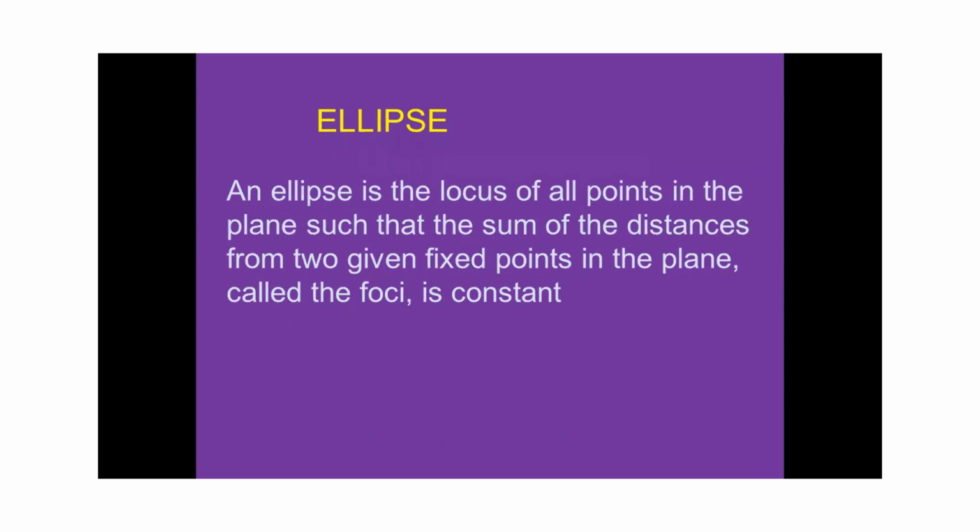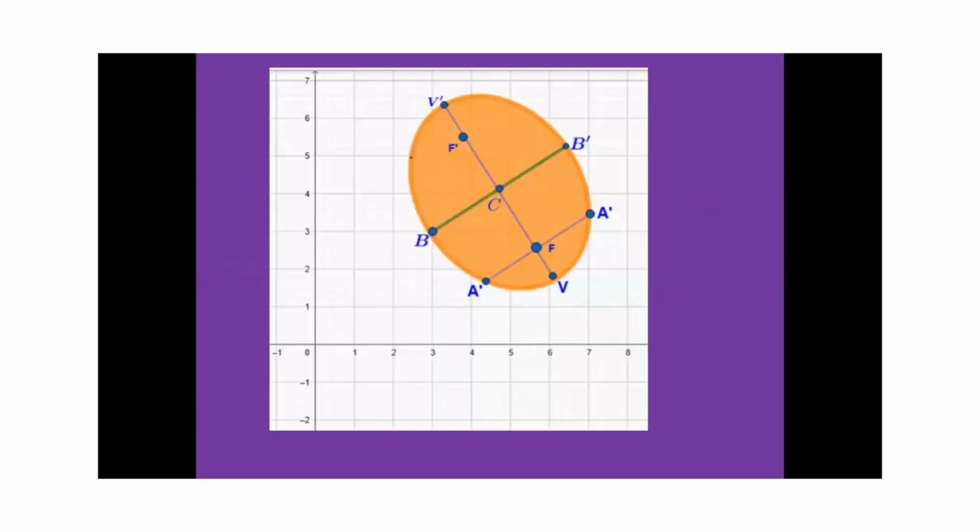An ellipse is the locus of all points in a plane such that the sum of the distances from two given fixed points in the plane, called the foci, is constant. This is an ellipse. B and B prime are the vertices of an ellipse. F prime and F are the foci of an ellipse.